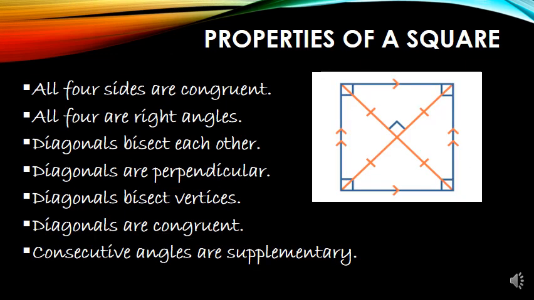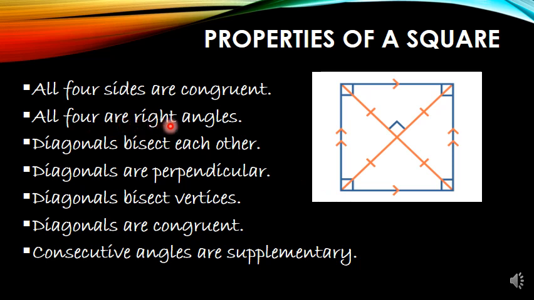Coming to the properties of a square. A square is also a quadrilateral, which is one of the classifications of parallelogram. In a square, all the four sides are equal. You can also say all the four sides are congruent. That means all the four sides will be equal to each other.